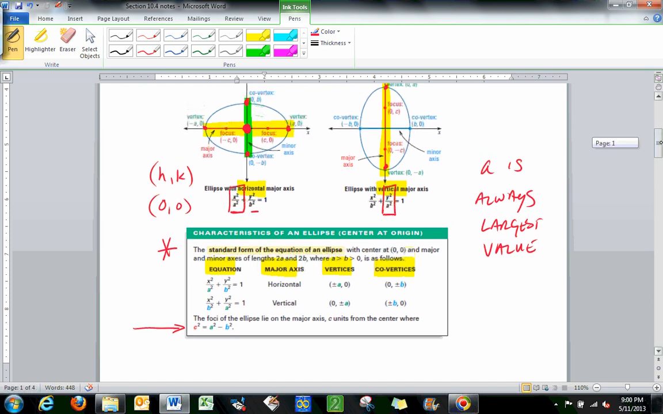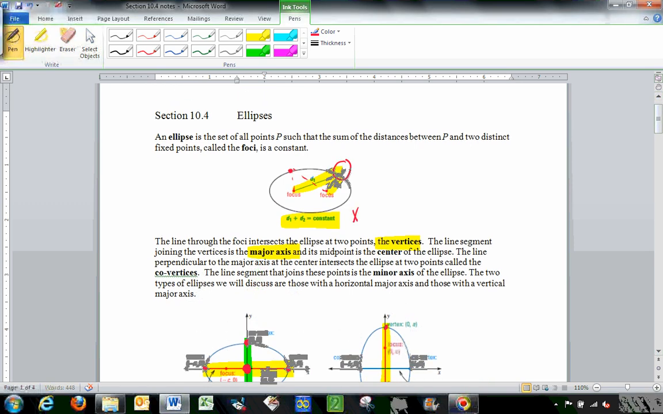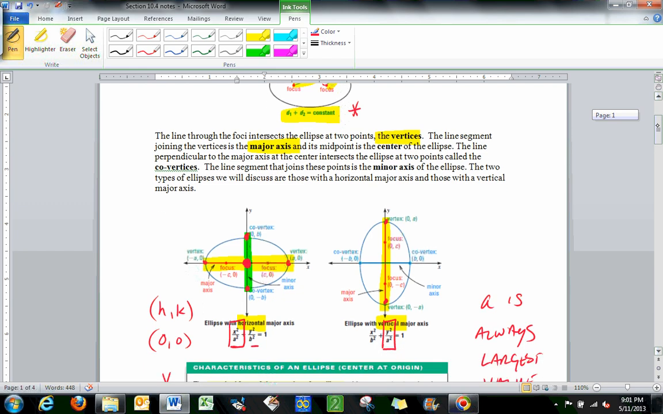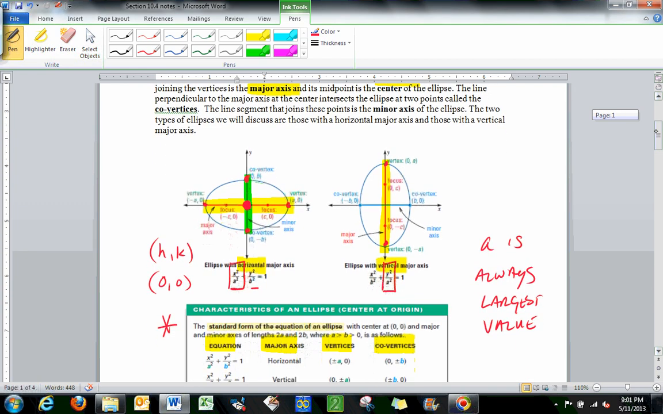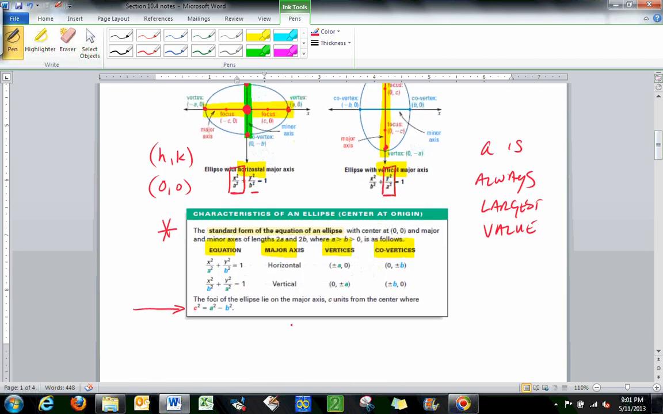So make yourself familiar with all these parts. It is important that you know how an ellipse is defined by its two segments being constant. You need to know the vertices, the co-vertices, the major axis, the minor axis. You need to know the equations. So this chart, this box right here, is going to be extremely helpful in remembering those sorts of things. So take some time to put those parts to memory.